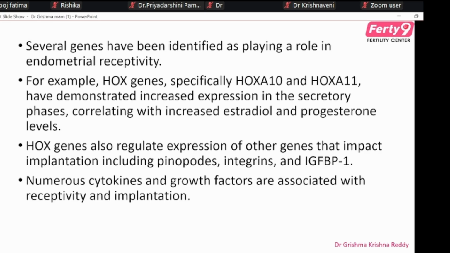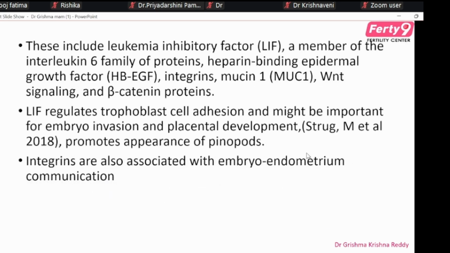Then numerous cytokines and growth factors are all associated with receptivity and implantation. Leukemia inhibitory factor, heparin binding growth factor, integrins, mucin 1, WNT signaling, and beta catenin proteins. So leukemia inhibitory factor regulates trophoblast cell adhesion, and it is important for embryo invasion and placental development. So integrins are all associated with embryo endometrium communication.